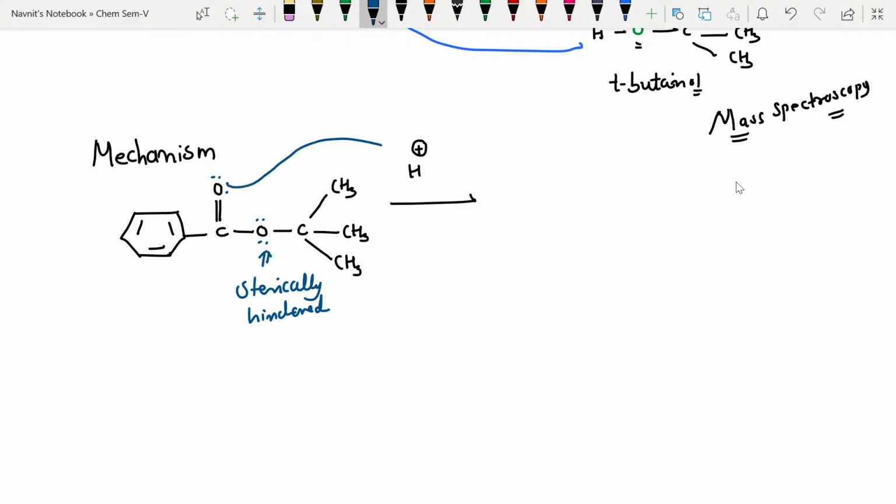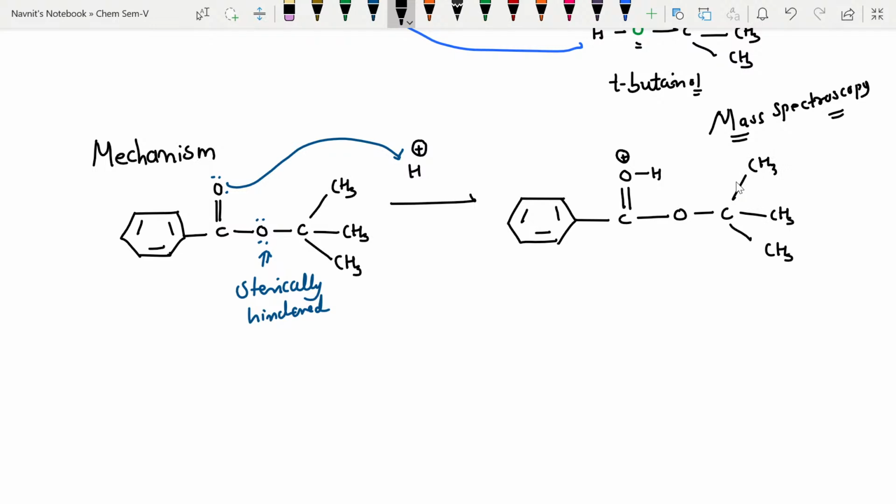So one of the lone pairs gets protonated here. Again we get protonated acid. Here we have three bulky methyl groups. And this is a protonation step. And the reverse step is a deprotonation, because acid catalyzed hydrolysis is always reversible. So the reverse or backward step is a deprotonation.